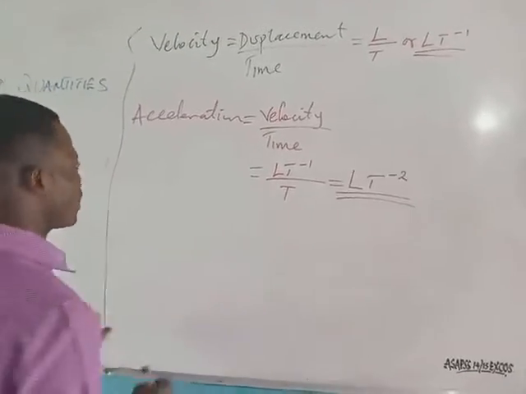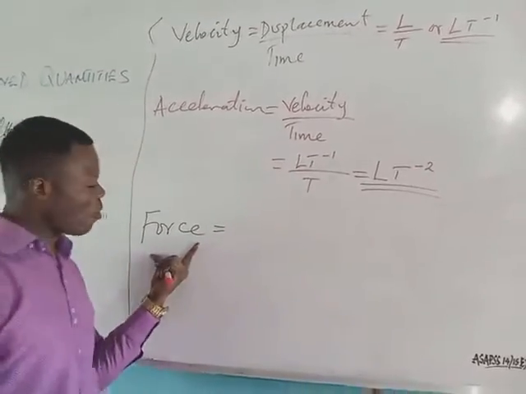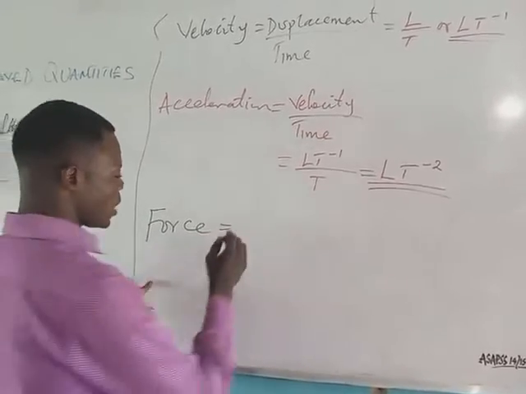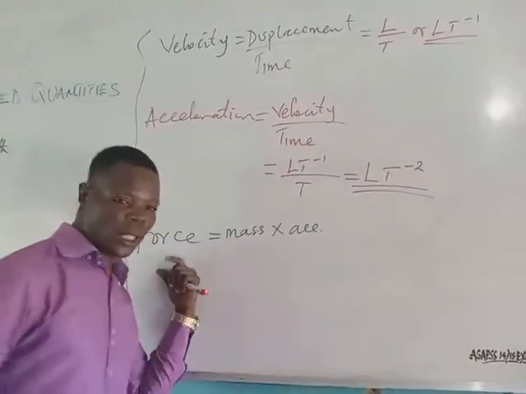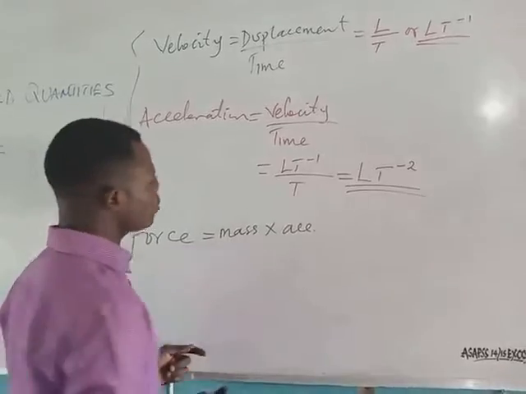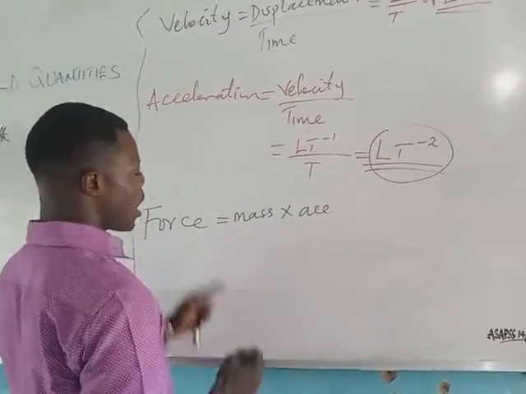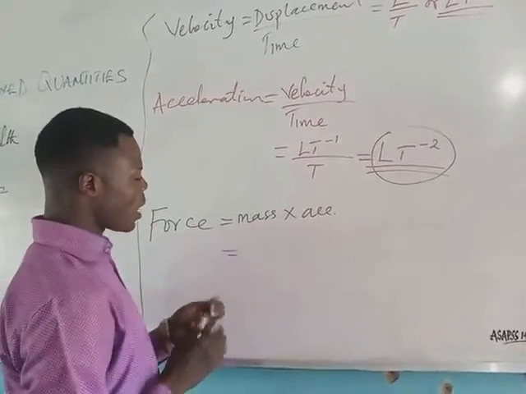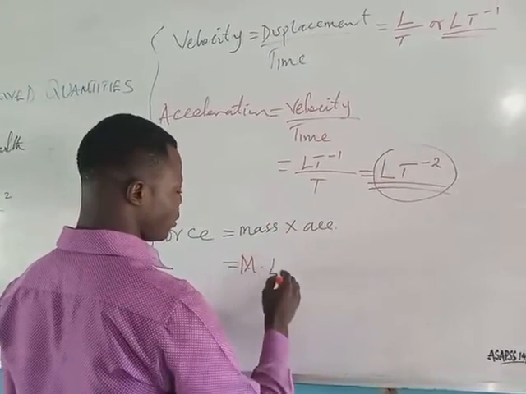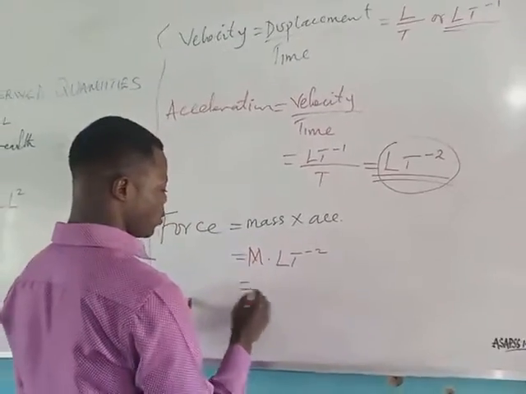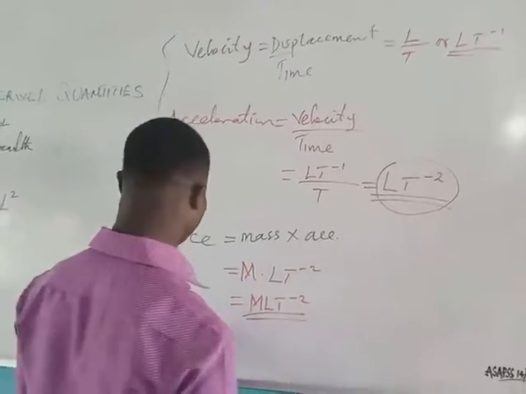So another thing we want to look at now, let's look at the dimension of force. The formula for force is given as mass times acceleration. So if force is mass times acceleration, and we know that the dimension of acceleration is LT^-2, and the dimension for mass is given as M, times LT^-2, and this will be equal to MLT^-2. So this is dimension for force.